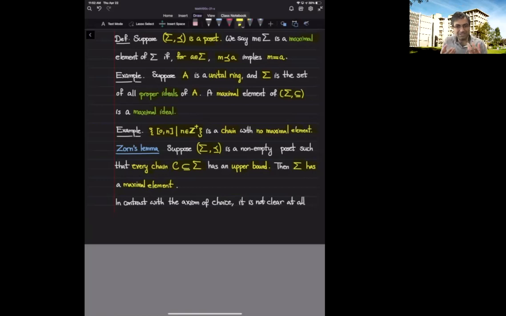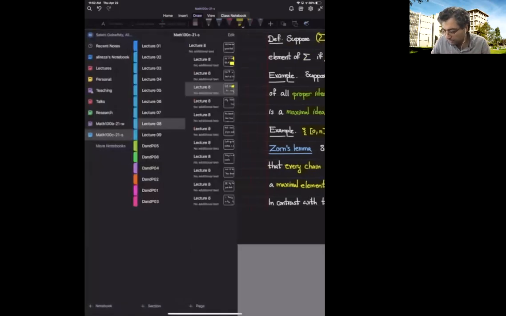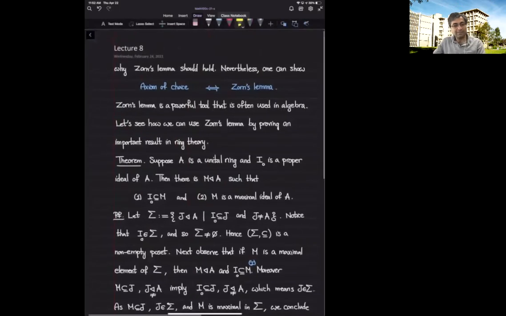But this is not an ordinary induction anymore, because this process does not stop in countably many steps. And whenever you have this kind of transfinite induction, that means that the axiom of choice is involved. Anyway, what Zorn showed is that Zorn's lemma is equivalent to the axiom of choice. So we are not going to go into the proof of why the axiom of choice is equivalent to Zorn's lemma, but what we will do is use Zorn's lemma in different places in algebra.